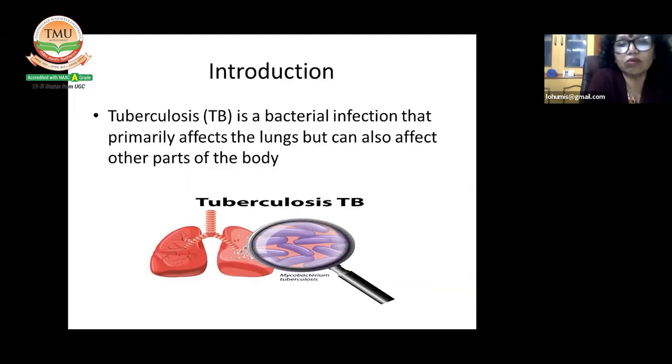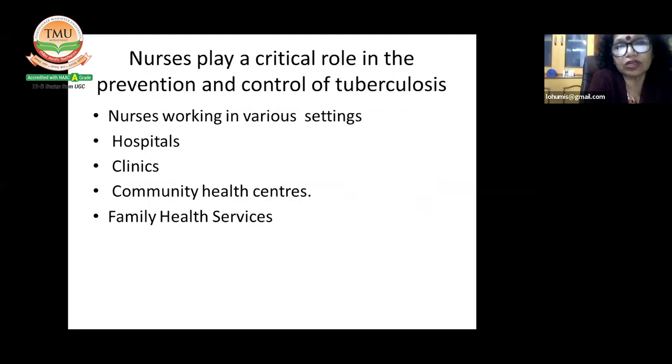Now we need to have 3 samples with a gap of 8 to 24 hours. And if you're not able to send them immediately, we can keep them in the refrigerator for 24 hours. For the initial diagnosis of pulmonary tuberculosis, collect a series of 3 sputum specimens, as I told. Optimally, specimens should be collected before drug therapy is started, since a few days of treatment may inhibit growth and prevent isolation of Mycobacterium tuberculosis complex. So before starting the treatment, we need to collect the sputum and send it for the lab test.